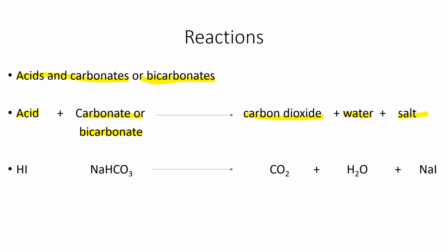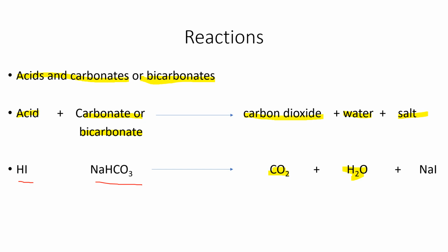If we look at a specific example, here we have hydroiodic acid reacting with sodium hydrogen carbonate. So here in this reaction, what are we always going to make? Well, we're always going to make CO2. That's never going to change. Carbon dioxide is always CO2. We're always going to make water. Water is always going to be H2O. The specific salt that you're going to make, though, is going to be based upon exactly which acid and which carbonate or bicarbonate you are actually reacting.